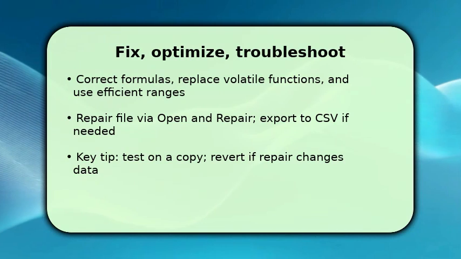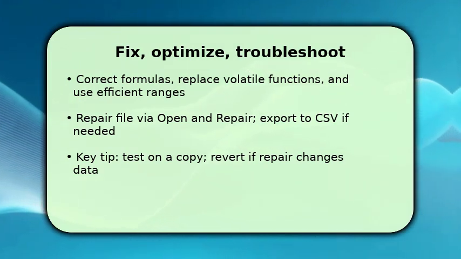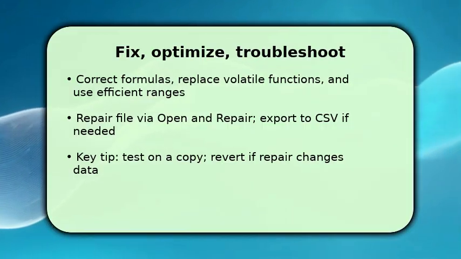Finally, apply repairs. Fix incorrect formulas, replace volatile functions like indirect if they slow or break workbooks, and limit ranges to reduce errors. If the file is corrupted, use Excel's open and repair or export sheets to CSV and re-import into a new workbook. Once rebuilt, optimize with tables and structured references to prevent recurrence.